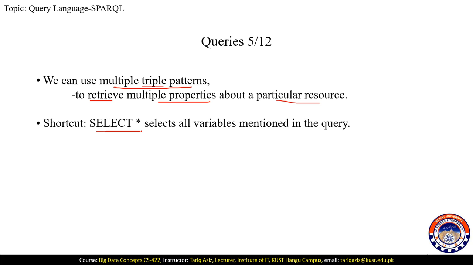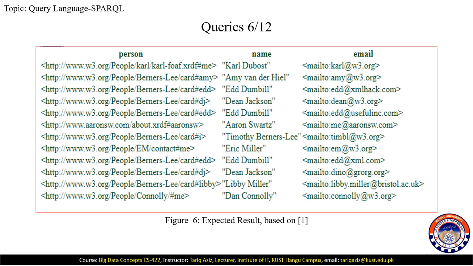Okay, so this is the expected result of the query. This is the subject, the person, and this is the name. The expected result of the query is that we got names with the corresponding emails. These are the names, and these are the corresponding emails, and this is the resource, the subject.